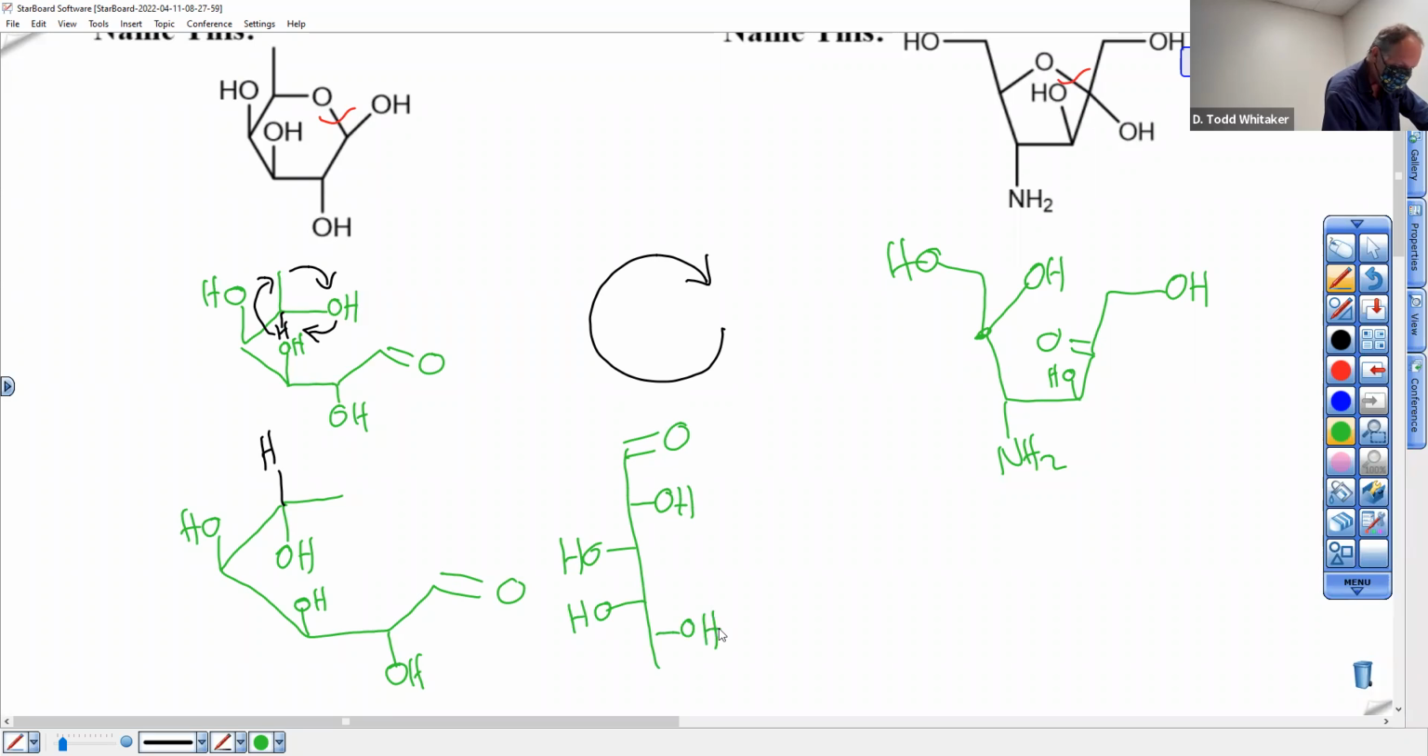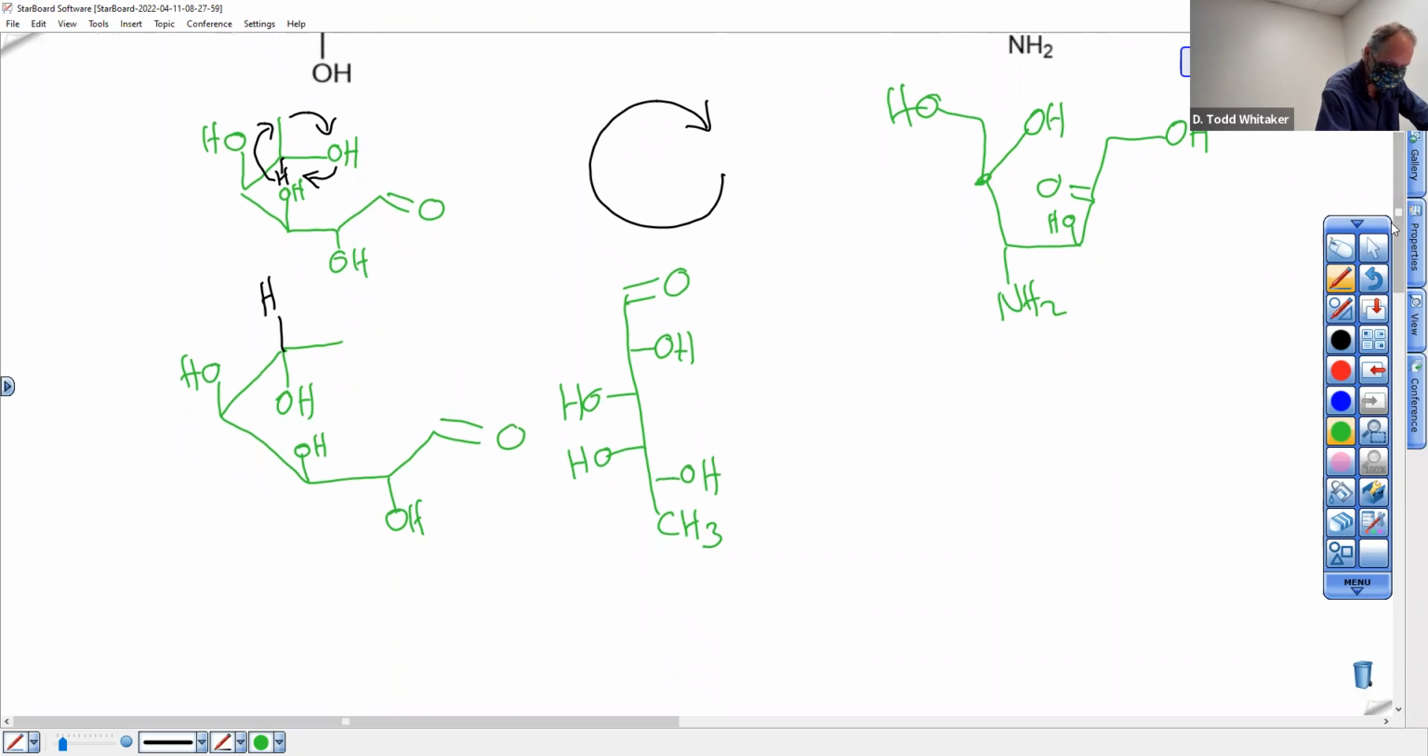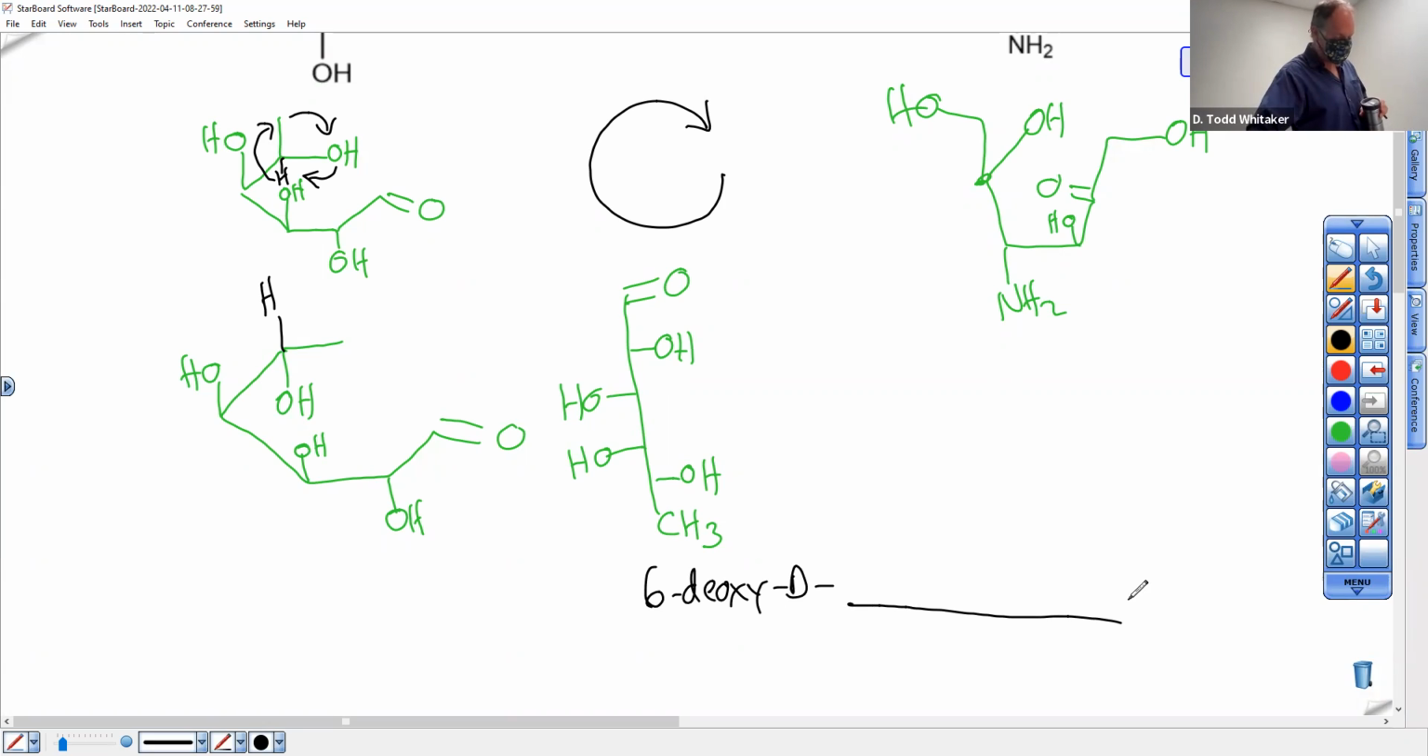And this has CH3 here. None of the sugars has a CH3 down there. 1, 2, 3, 4, 5, 6. This is a 6-deoxy. And I'm going to let you fill in this for me. I will wait for your answer. Stereo centers go right, left, left, right.